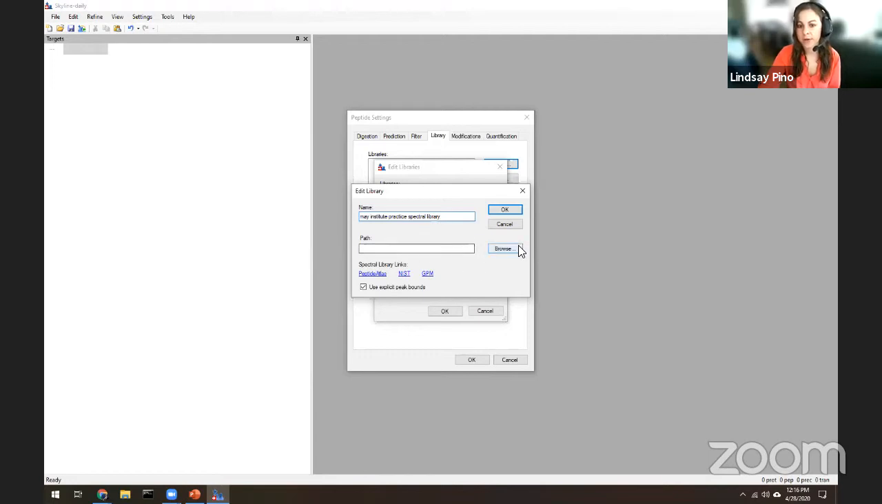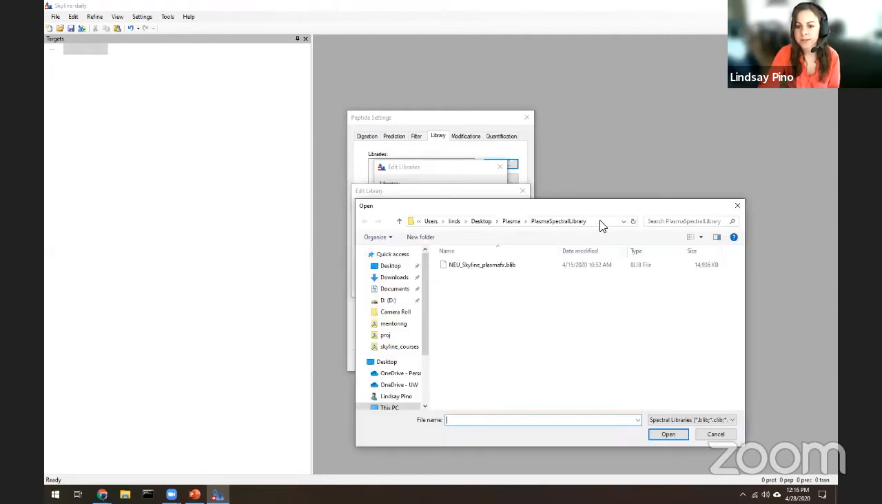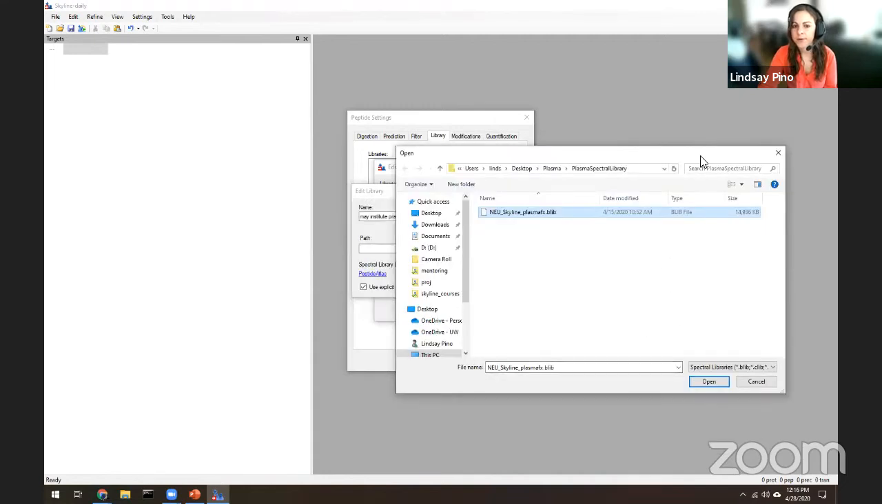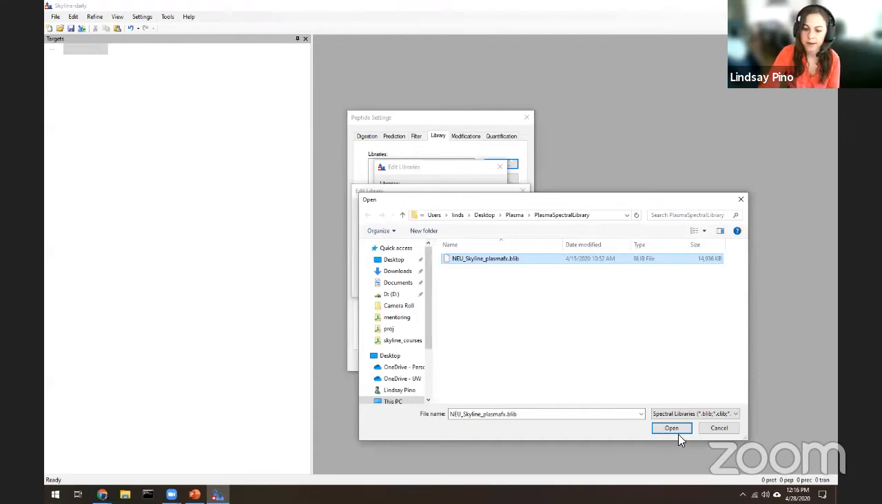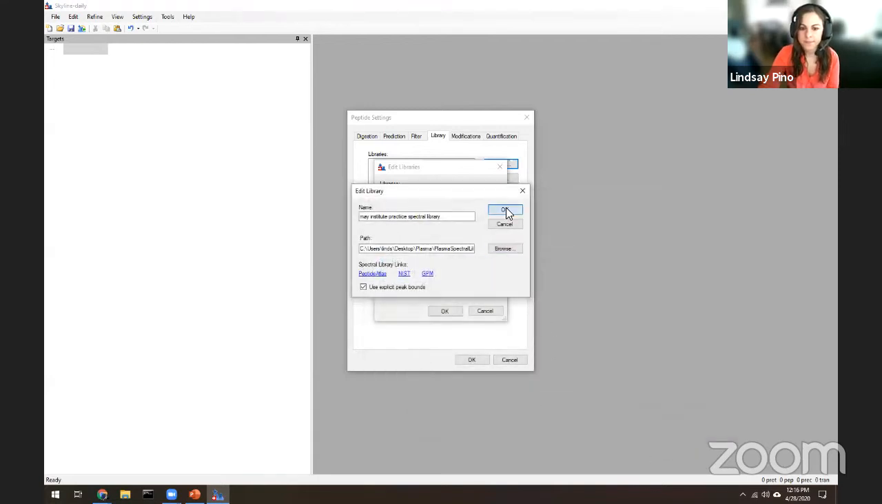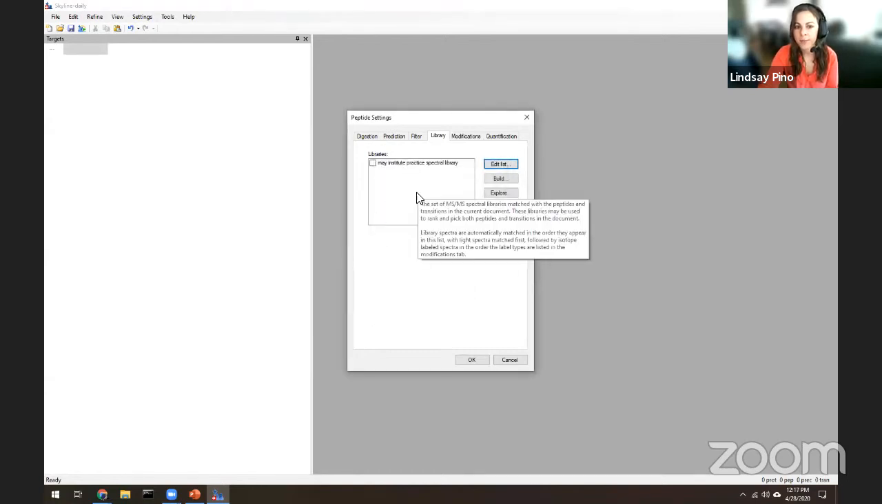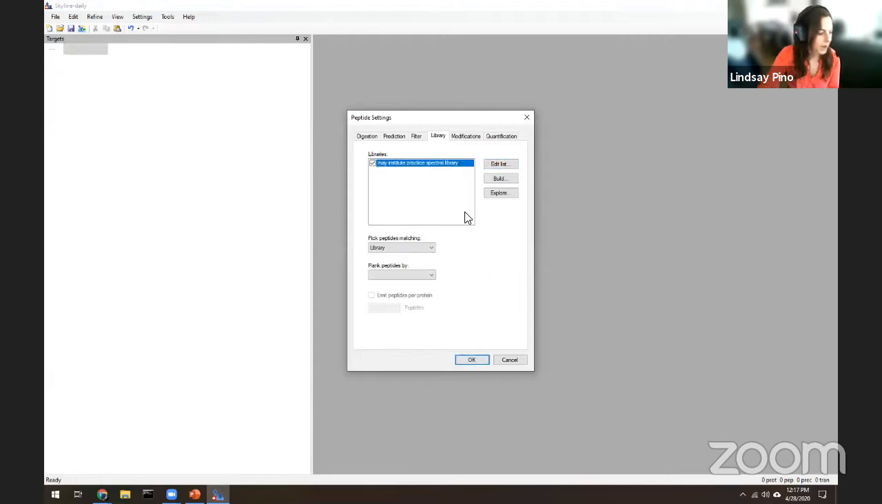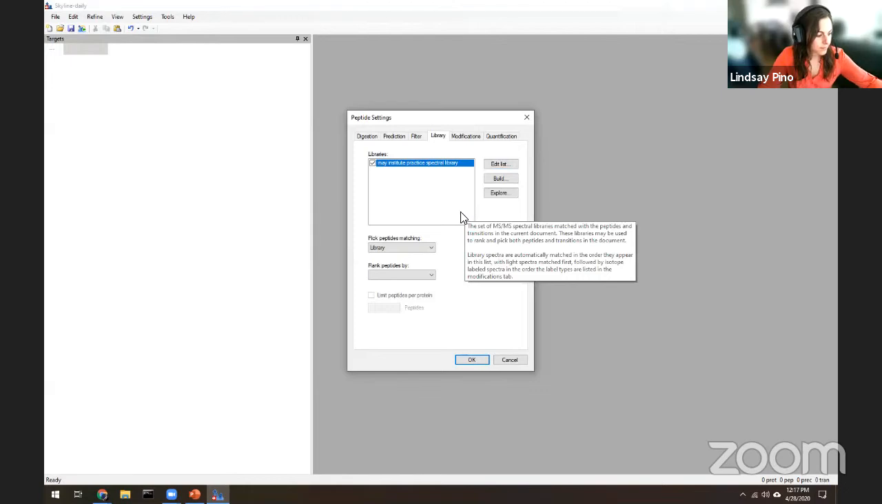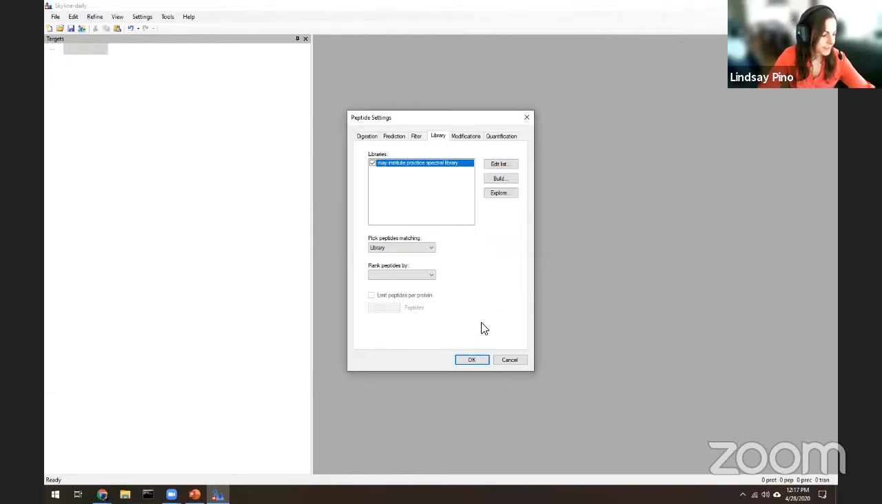And then under the path, go to Browse and use your file browser to navigate to, hopefully you downloaded these materials, the Plasma folder under Plasma Spectral Library. You should see the spectral library that I've built for you so that we can pretend like we just downloaded this from the internet. Select it, hit OK, and now you should see it populate in the Libraries tab. Check the box next to it to select it, hit OK.